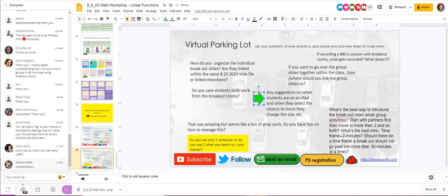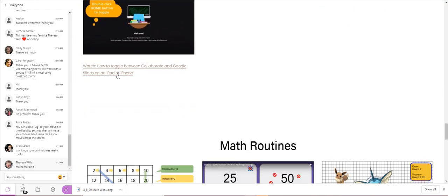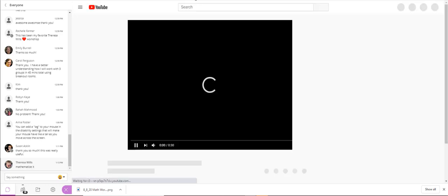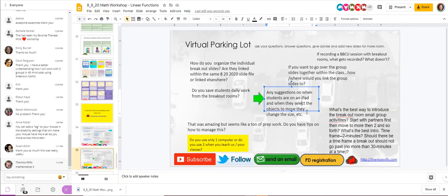Any suggestions on when students are on an iPad and they select the objects, they move and change sizes? I have a video on that. So there's a couple things that you can do to make iPads better.